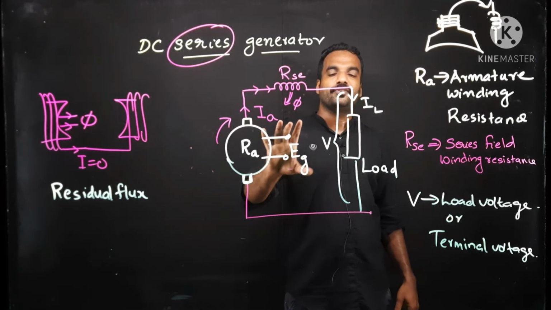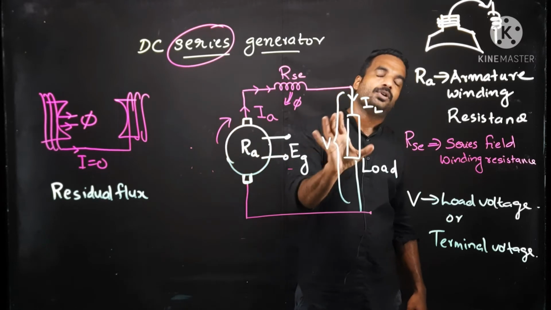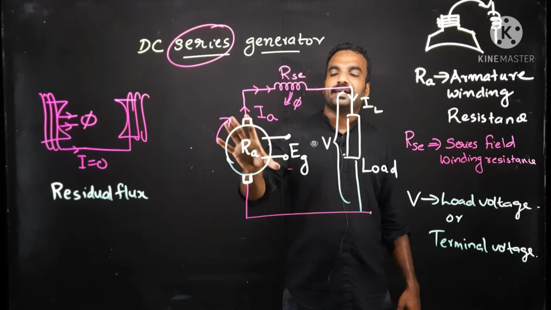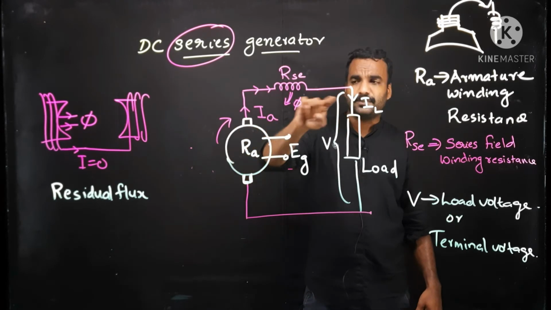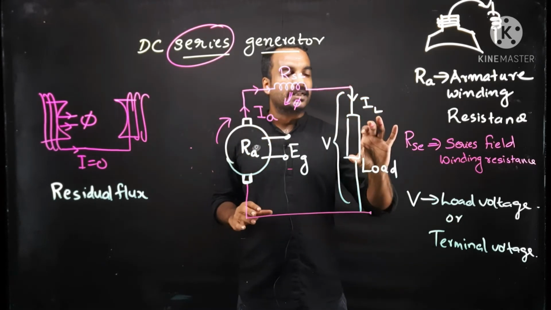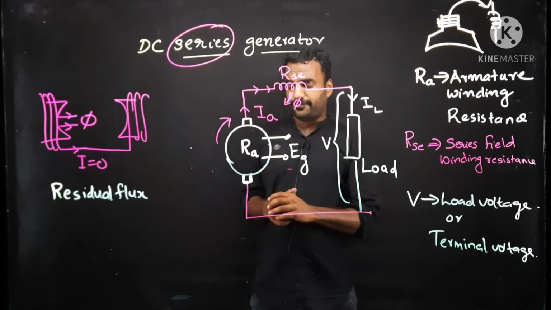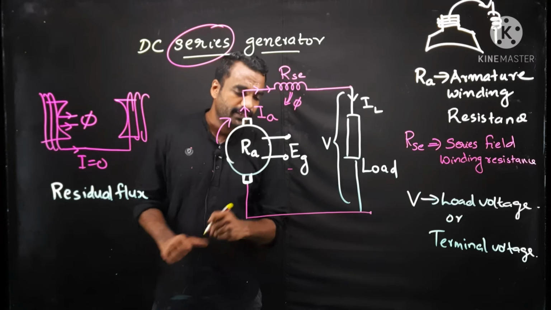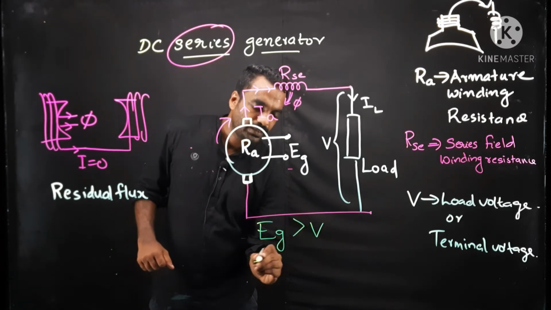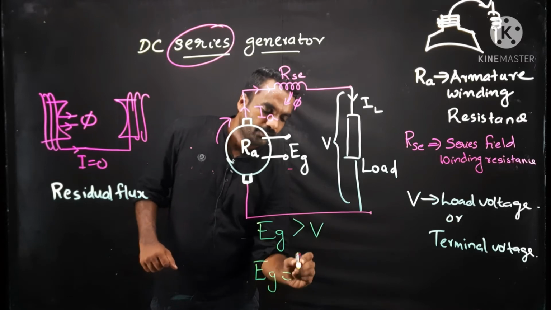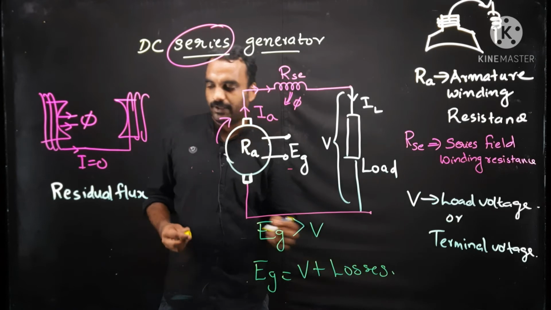Definitely generated EMF will be higher because current is flowing from higher potential to lower potential. And why is it higher and the other lower? Because some loss is there in the traveling path. So terminal voltage plus these losses will give the generated EMF. So which is always higher? Generated EMF Eg is always higher than V. Eg is equal to V plus losses. That is important. V plus losses.